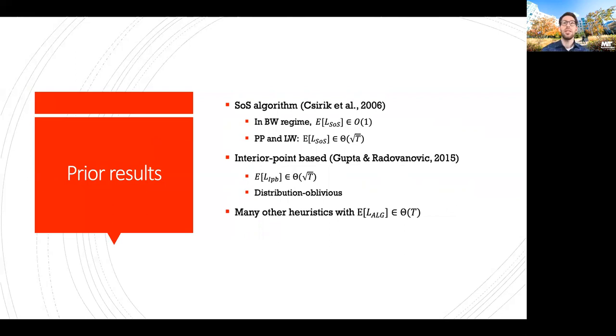For the bounded waste regime, Csirik et al. proved that the so-called sum of squares algorithm obtains an O(1) loss guarantee. So the loss relative to the clairvoyant is bounded by a constant. However, when the clairvoyant waste scales as O of square root T, then the relative loss of the sum of squares algorithm relative to the clairvoyant also scales as square root of T. Gupta and Radovanovic introduced an interior point-based algorithm that also achieved square root of T scaling for all of the regimes. Now, their algorithm does not require knowing the p_i values, but still they get only square root T and not constant loss across different regimes.